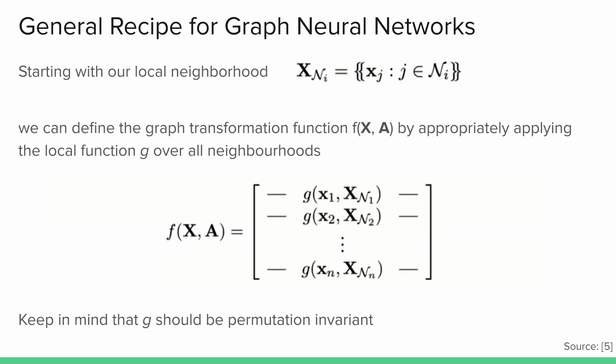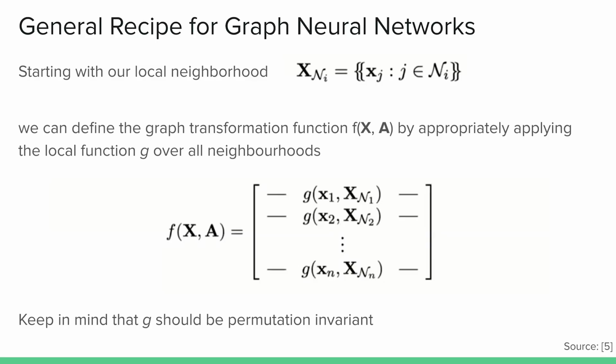Meaning we can define a graph transformation function mathematically, f of x and A, by appropriately applying a local function g over all neighborhoods. This function g obviously should be permutation invariant. So it doesn't matter in which order we read the neighbors. We apply this function g on each node, and on each node it looks into the neighborhood and takes the features that it gets from the neighboring nodes into account to compute something else.